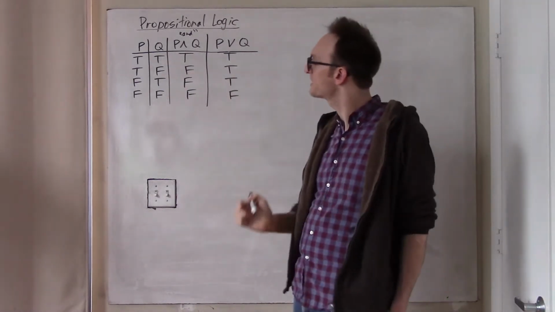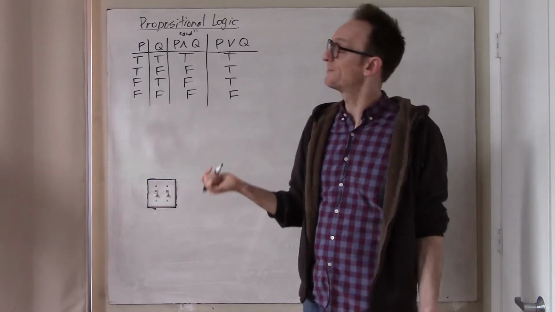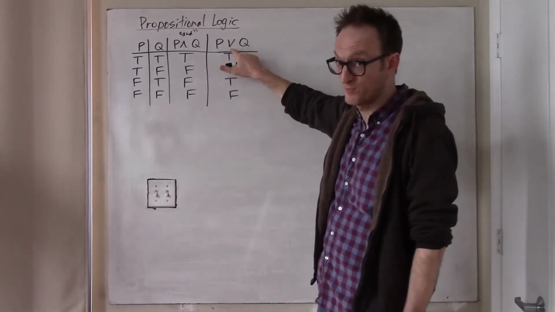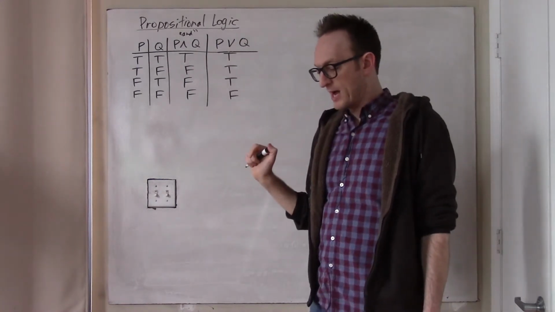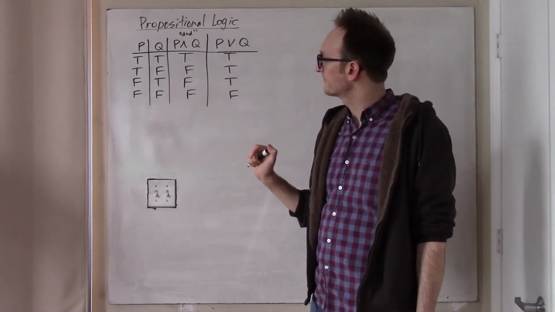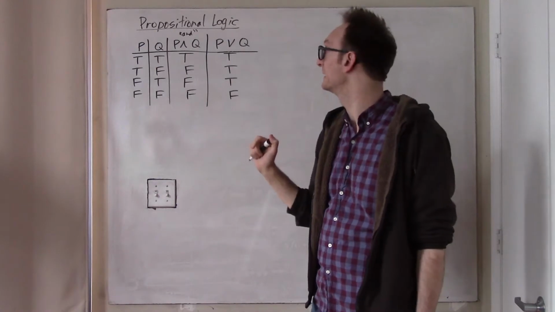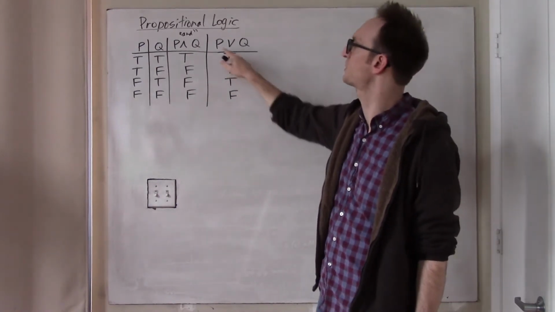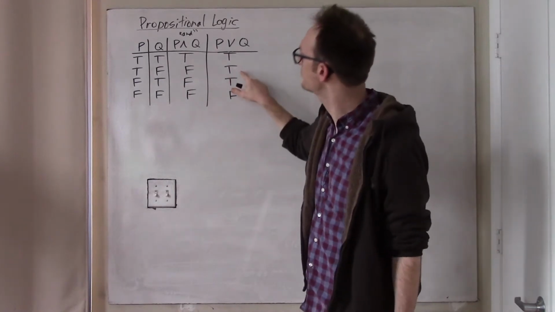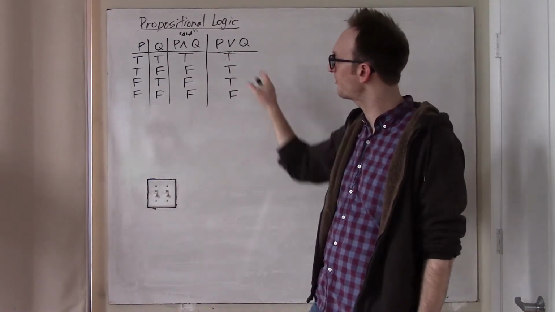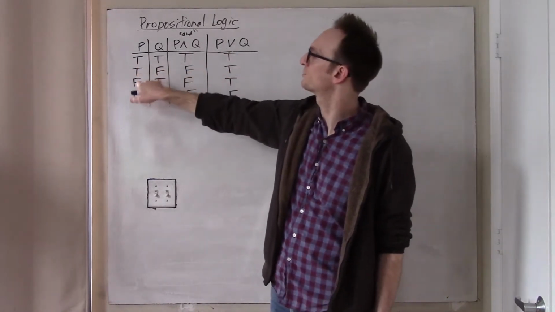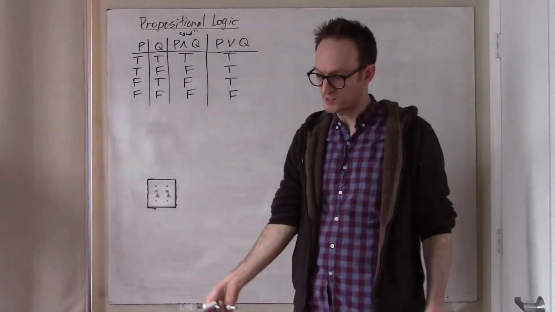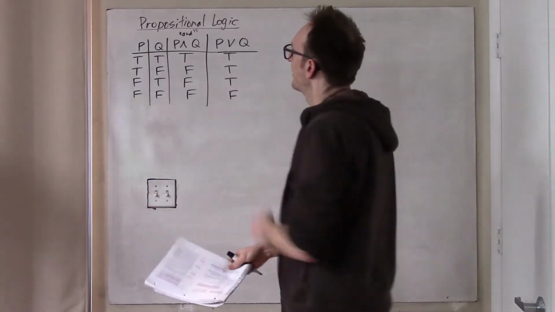Here I'm using a truth table in a specific way. I'm using this truth table as a way of defining what this binary connective is supposed to mean. This column is the definition of P or Q. It tells you precisely under what conditions it should be true or false, based on the truth values of the atomic propositions of which it is composed. Or they might not be atomic, but okay.